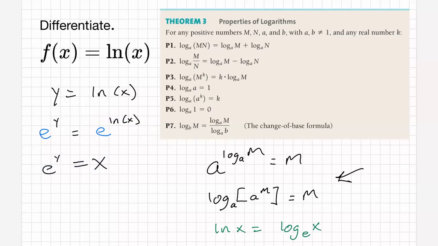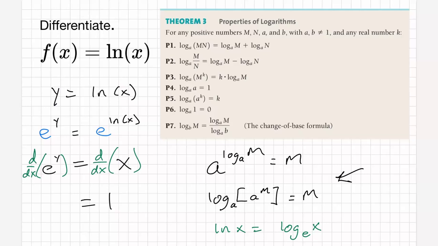Now, the reason we like this is now I have an exponential instead of a natural log. So we can differentiate this on both sides. So let's say, hey, let's take the derivative of this. And I'm going to take the derivative of this. The derivative of x, as we just talked about, is just 1.